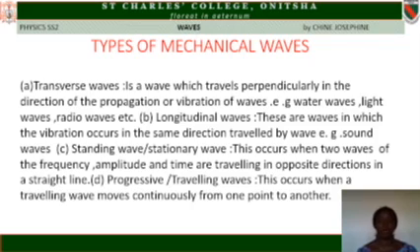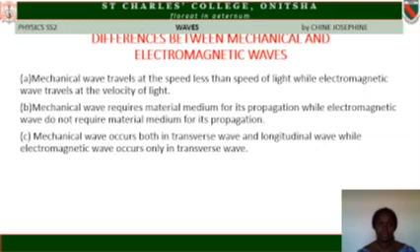This wave occurs when 2 waves of the same amplitude, frequency, and time are traveling in opposite directions in a straight line. Progressive or traveling wave. This occurs when a traveling wave moves continuously from a point to another point.